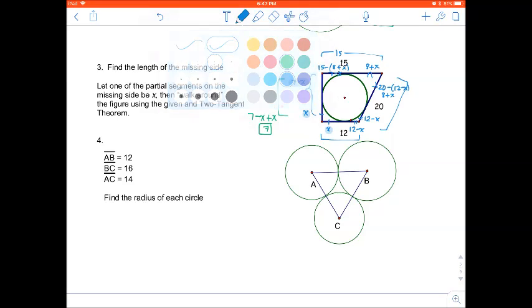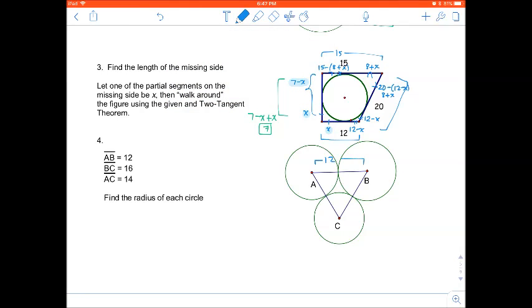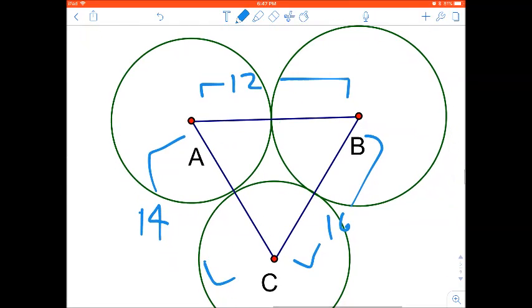We're given 12 for AB. We are given BC is 16. And we are given 14 for AC. And so I'm going to assign any radius of any circle to be x, so we'll start with A, and then I'm going to walk around. So if the radius of circle A is x, I have at least these 2 segments, and then if the top segment AB is 12, then I know 12 minus x is going to be this part of the segment AB, which then is congruent to this radius of circle B.